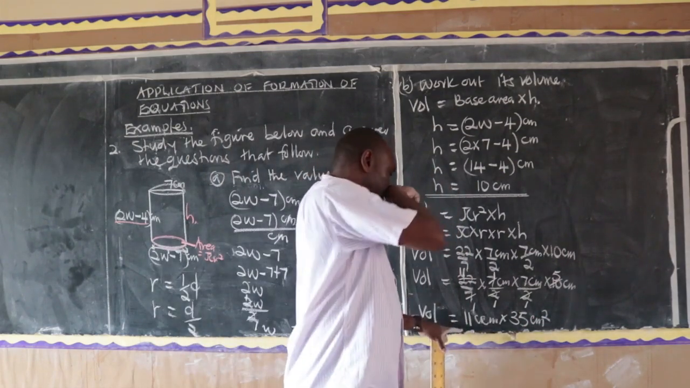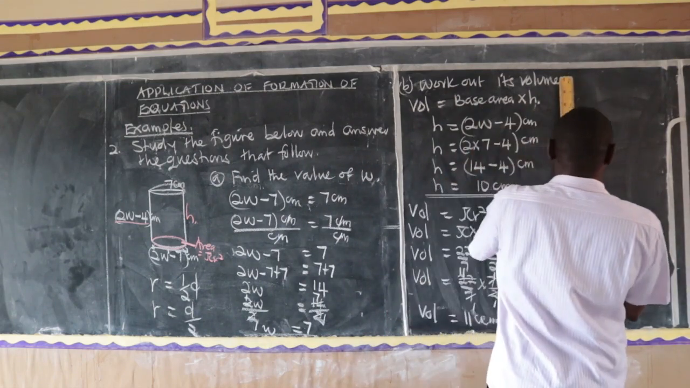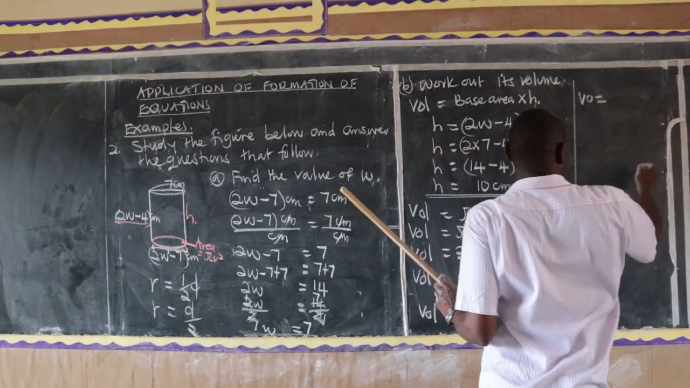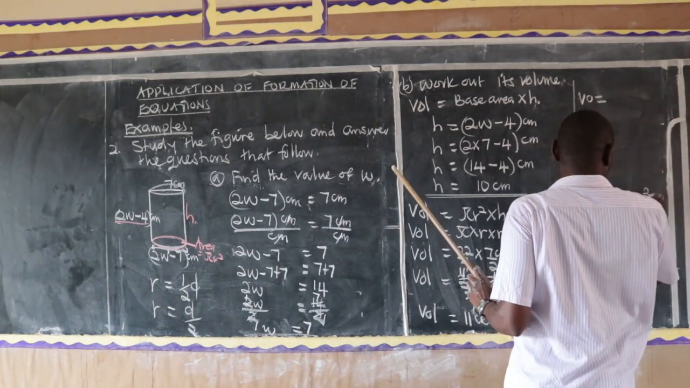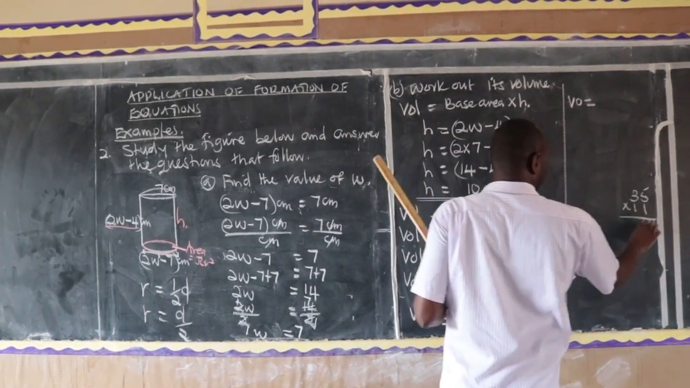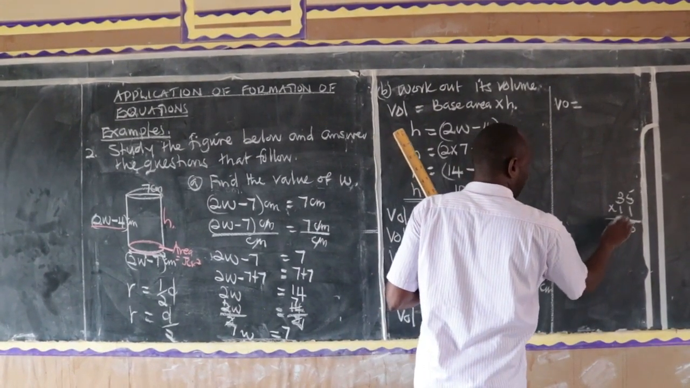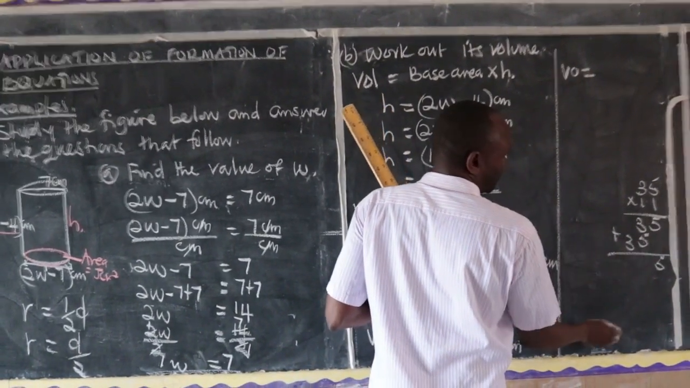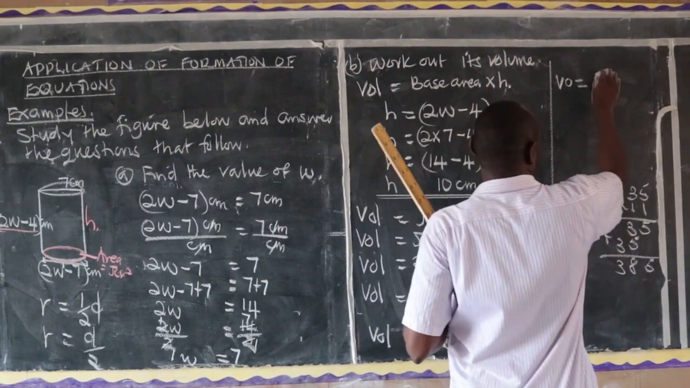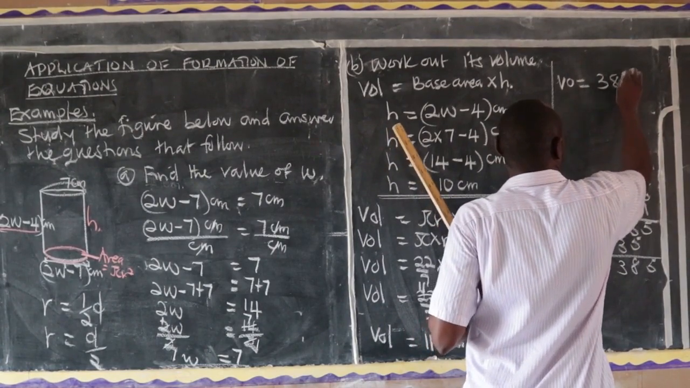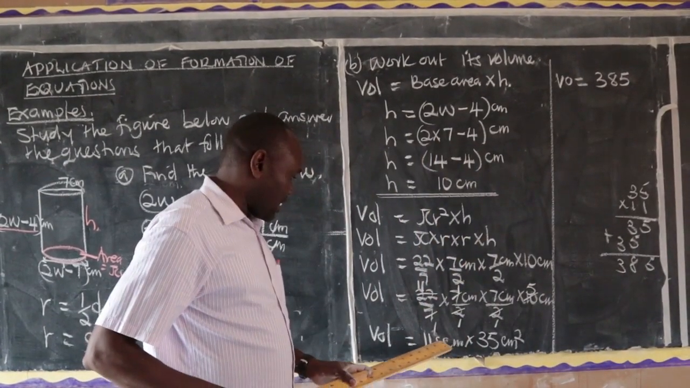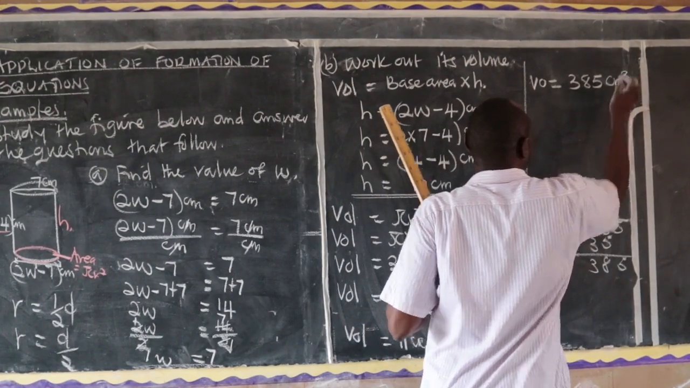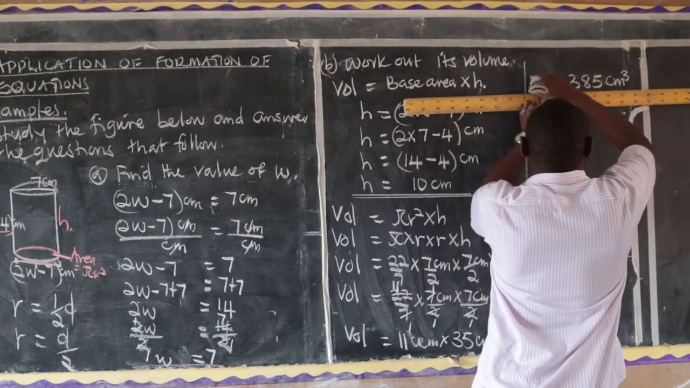Then we have now 35 times 11. So we have the volume. You can multiply it on your side. 35 multiplied by 11, that is 5, that is 3, 5, 3. Then you add, 5, 3 plus 5, 8, 3. So the answer is 385. Then we're multiplying a centimeter here times square centimeters, we shall have cubic centimeters. That is the volume.